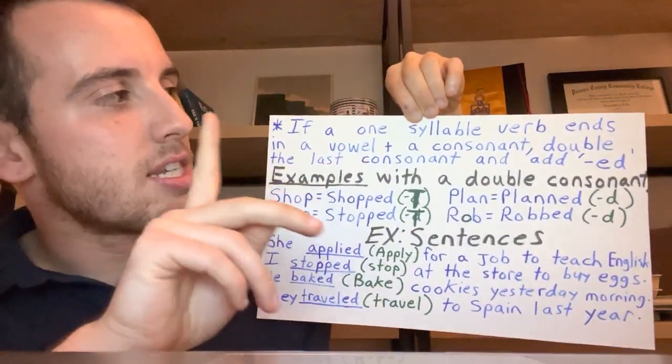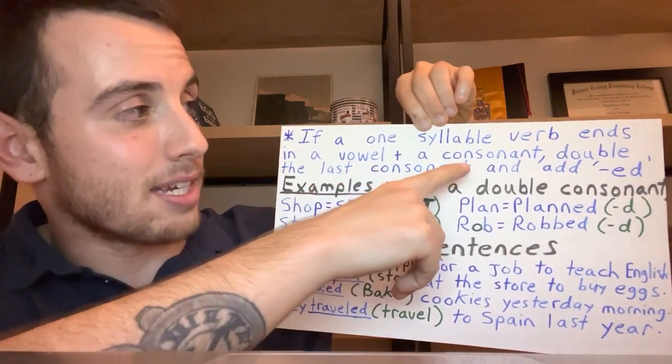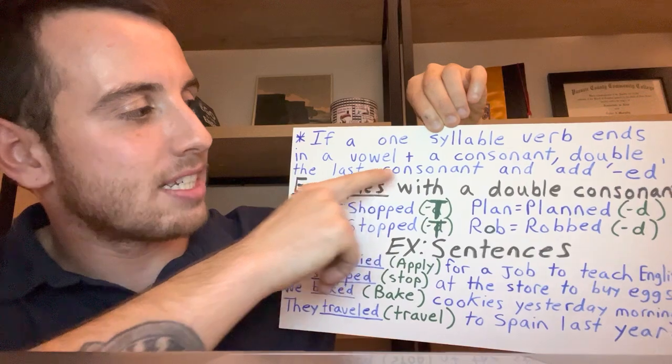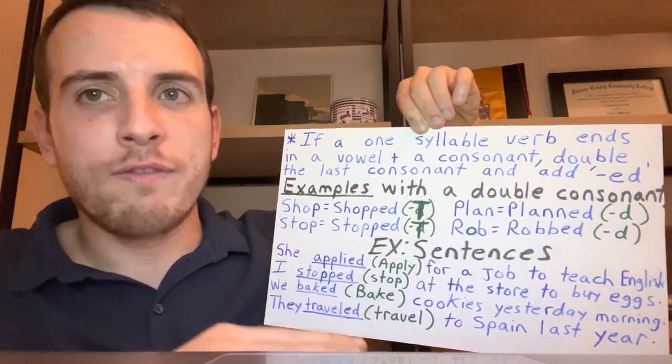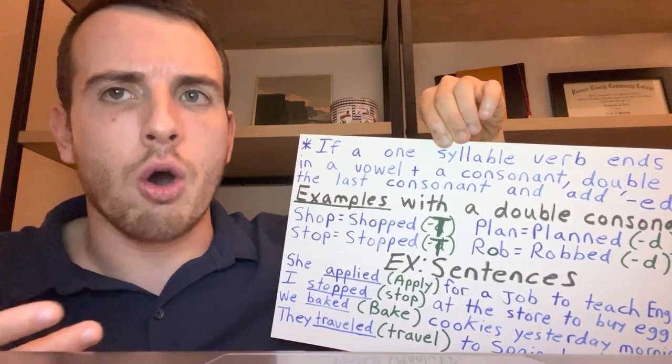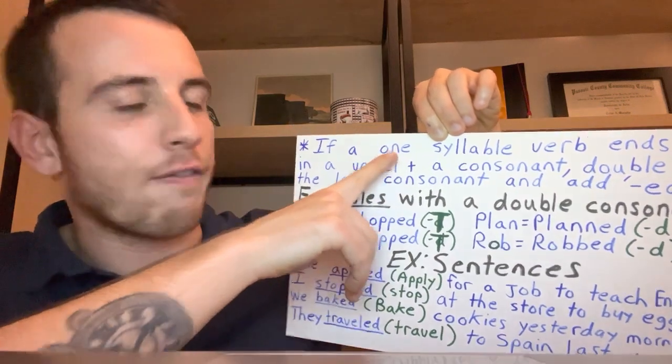And for our next rule, if a one-syllable verb ends in a vowel plus a consonant, double the last consonant and add ed. So some of you may be wondering, how do I know how many syllables are in a word? Because we're looking for one-syllable words. An easy trick to use is to place your hand under your chin when you're saying a word. Every time your chin drops to touch your hand, that's one syllable.